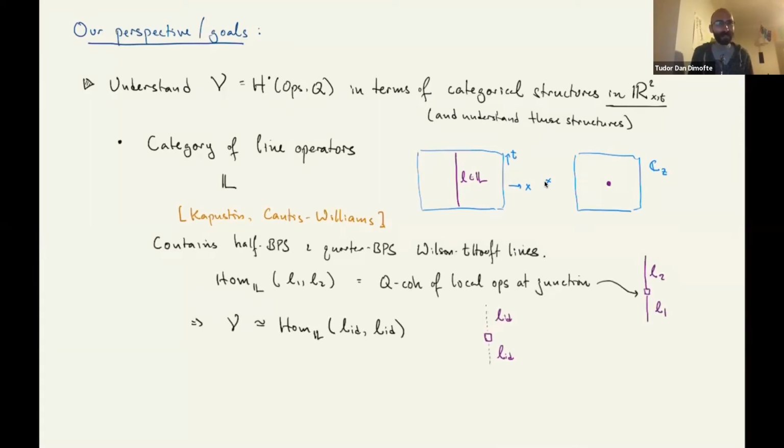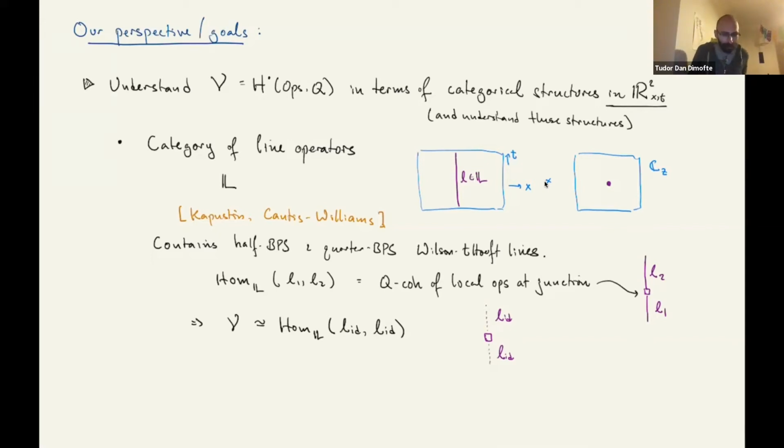Possibly I'll say it here. Maybe first physically, the line operators that I'm talking about are ones that also preserve the supercharge Q. In physical terms, that includes half BPS and quarter BPS line operators. The half BPS ones have been very widely studied in lots of work. Gaiotto-Moore-Neitzke in particular comes to mind in terms of algebras of these operators and cluster algebras and so on. But these are Wilson and 't Hooft lines, so they have some electric charge and some magnetic charge. They're the objects of this category, and the morphism spaces in this category are vector spaces. Their morphisms compute Q-cohomology of local operators at a junction of lines.